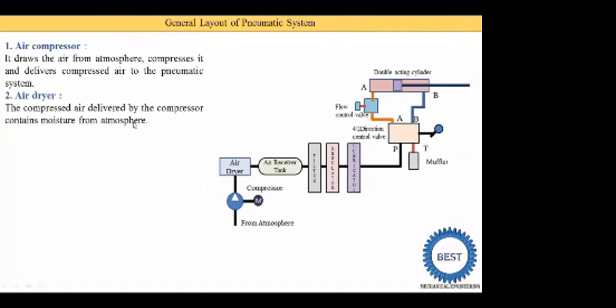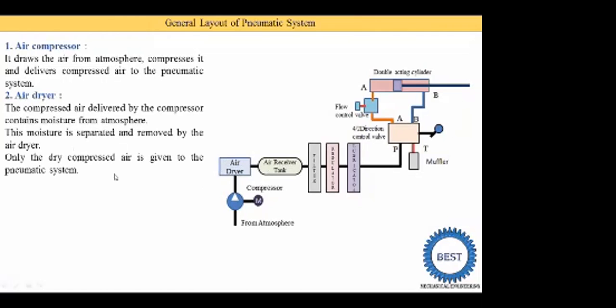Otherwise this moisture is carried to all the parts and creates problems like corrosion. So this moisture is separated and removed by the air dryers. Moisture is removed in the air dryers and only the dry air is supplied onward, which means it is supplied to the air receiver tank. Only the dry compressed air is given to the pneumatic system.